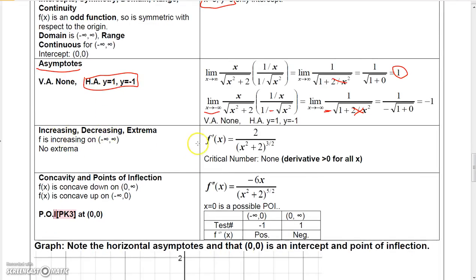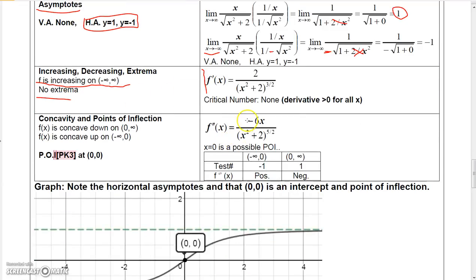Okay, I found the first derivative to be 2 over (x squared plus 3) to the 3 halves. And there were no critical numbers, and actually there's no vertical asymptotes, so there's really nothing to check as far as increasing and decreasing. If you look at this, since the numerator is always positive and the denominator is always positive, then this function is what we call strictly increasing. It's increasing on its entire domain, so there's no extrema.